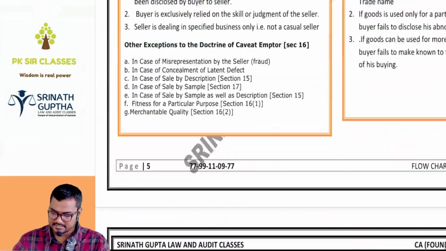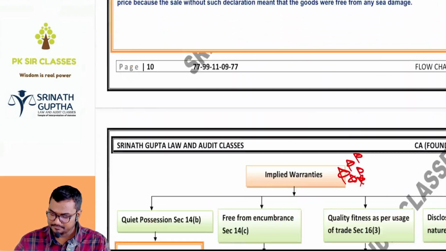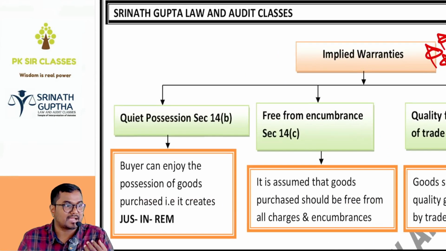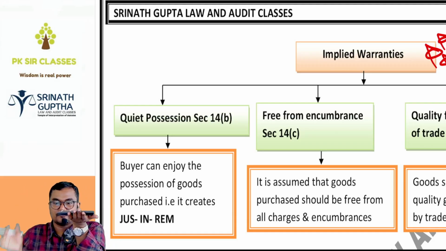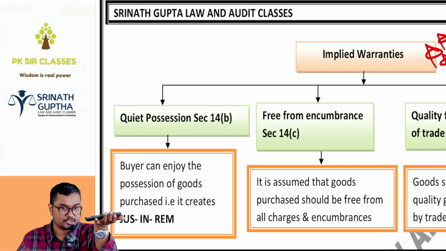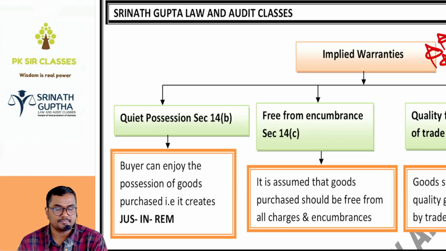Next, we discussed implied warranties. There are 4 warranties, beta. First one, warranty as to quiet possession or undisturbed possession. Being a buyer, he will assume that once I purchase the remote, I can enjoy the physical possession of the remote. I sold the goods, but I have not given the physical possession. He is unable to enjoy the physical possession of the goods. There is a breach of warranty as to quiet possession. Since it is a warranty, the buyer can claim only damages.